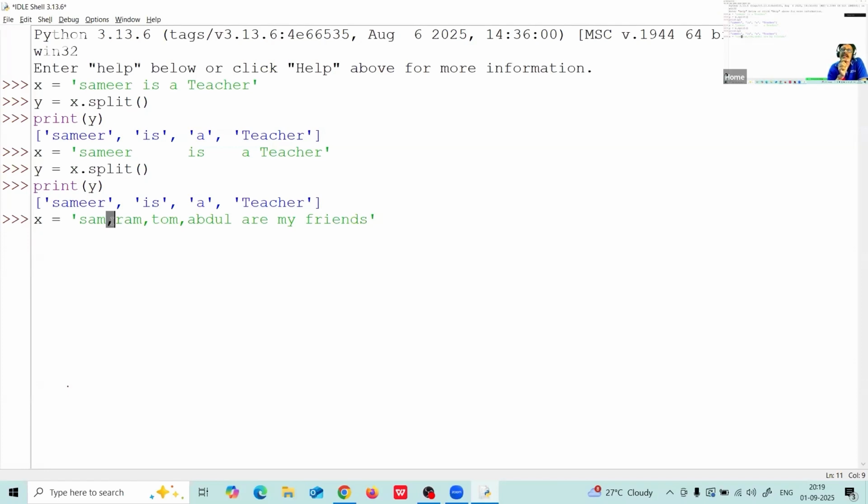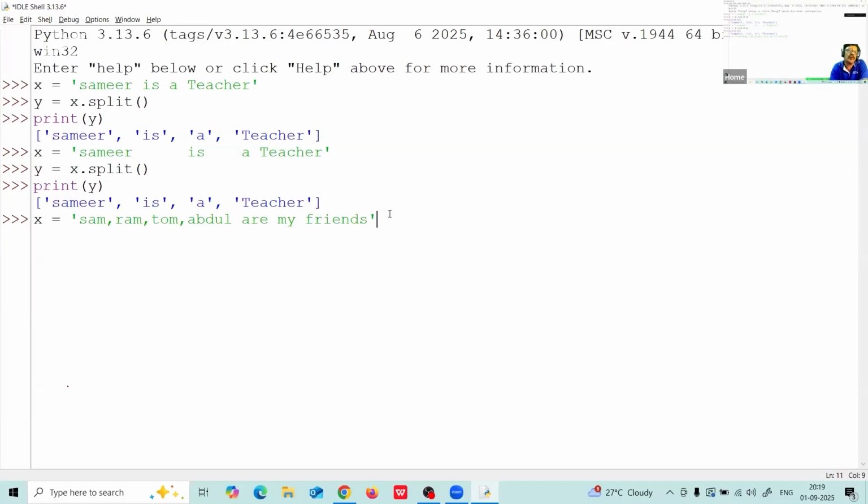So whenever a comma is encountered, then we know a word is encountered. So Sam is a word. Then there will be no action taken for the comma, like there was no action taken for space. Then Ram, comma. So Ram is a word. Then Tom, comma. So Tom is the word. Then Abdul is not followed by any comma. So Abdul are my friends will be the fourth word.